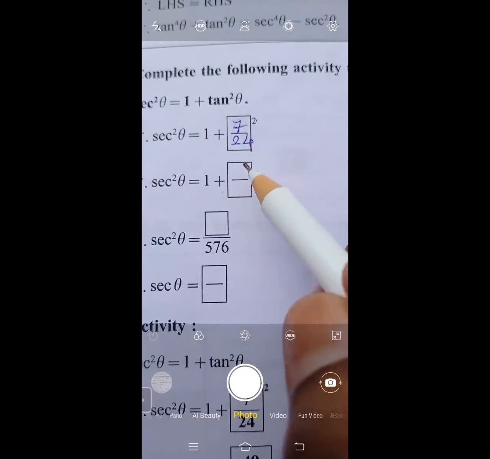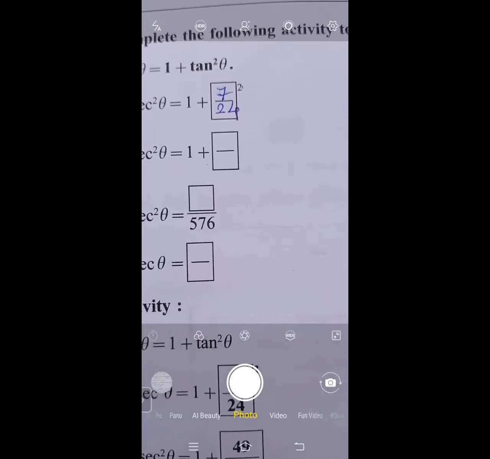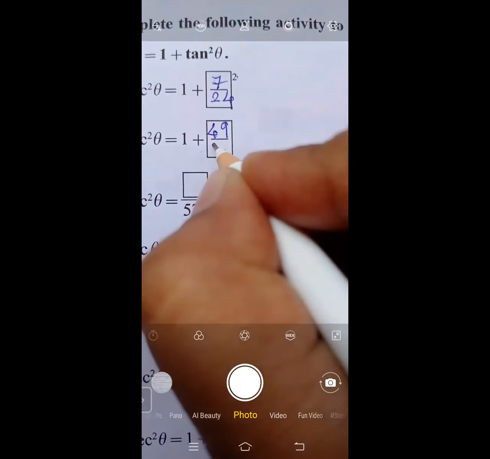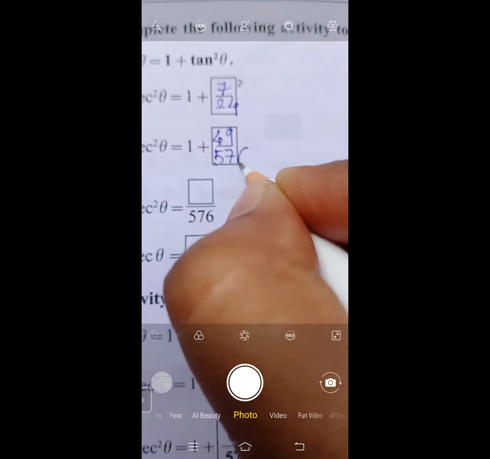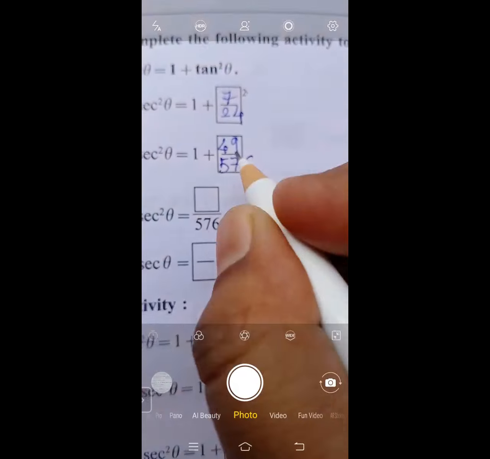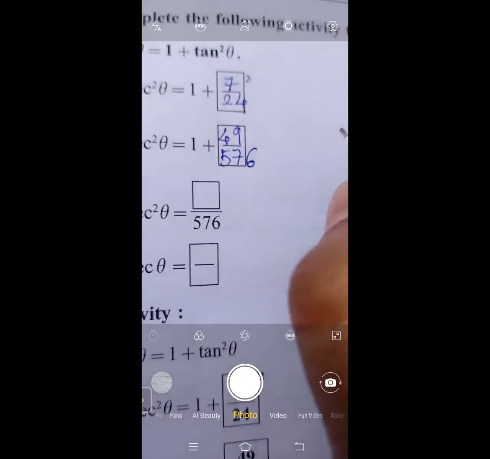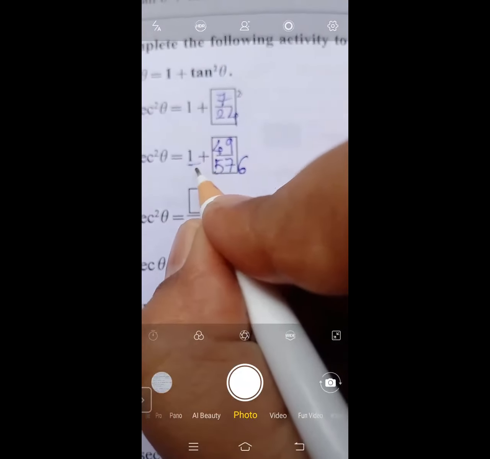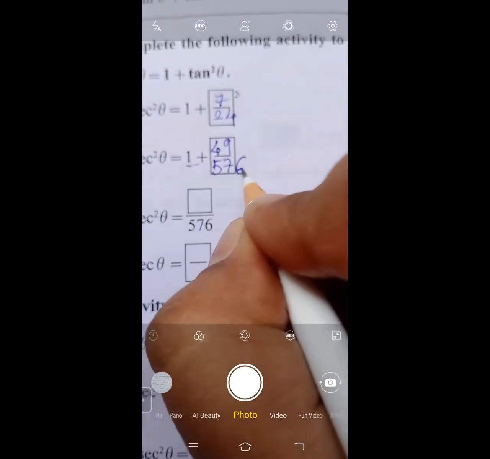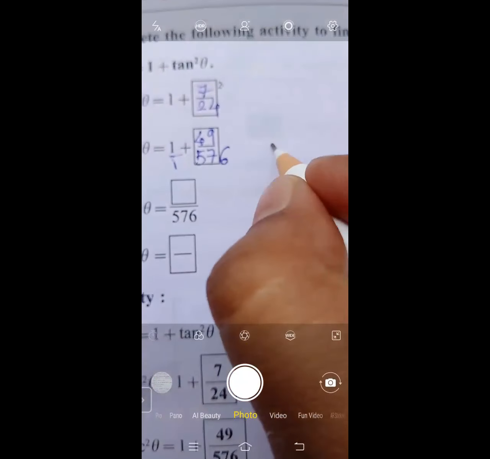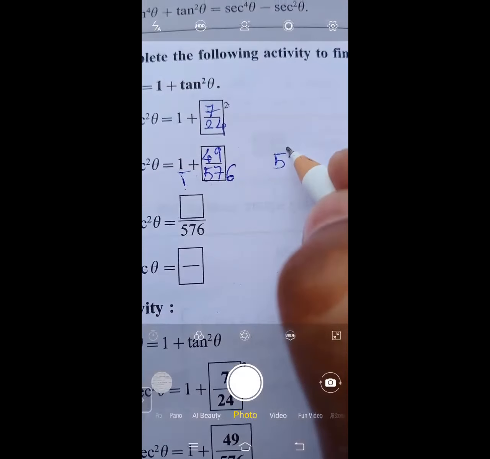So we have to do the square of both these terms. So 7 square is 49 and 24 square is 576. Okay. Now this is 1 plus. They have made the denominator same. So how do we make this denominator same? By multiplying the other fraction with 576 in its numerator and denominator. Nothing is there means 1 is there. So 576 into 576 will give you 576 in the denominator.